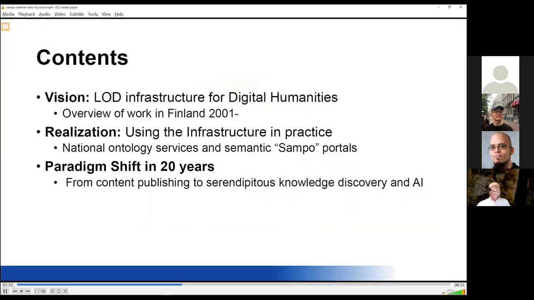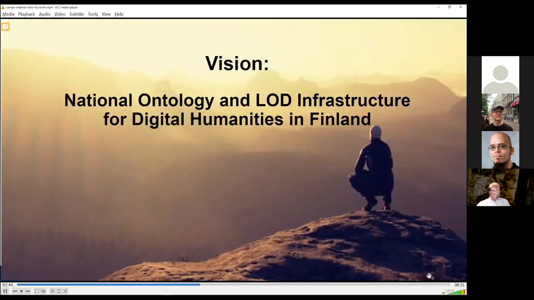First, the vision of building a Semantic Web infrastructure in Finland is outlined. After this, work on ontology and linked data services are presented, as well as the Sampo series of semantic portals based on them. This work demonstrates a paradigm shift for publishing cultural heritage content from printed texts up to artificial intelligence-based systems. Our work has been driven by the vision that a shared linked open data infrastructure is needed for creating cross-domain, cross-organizational cultural heritage applications for digital humanities.